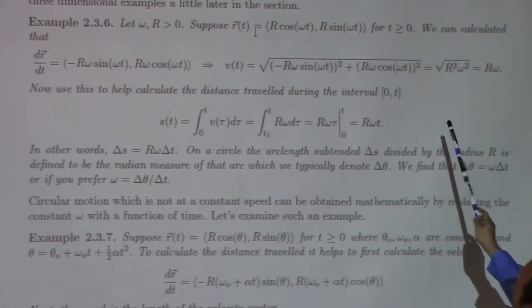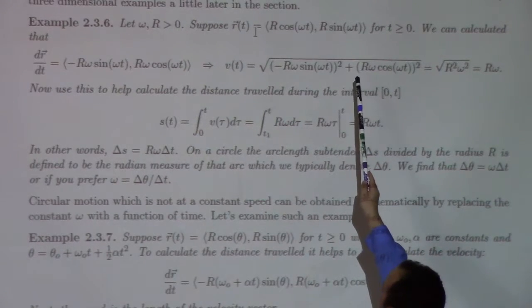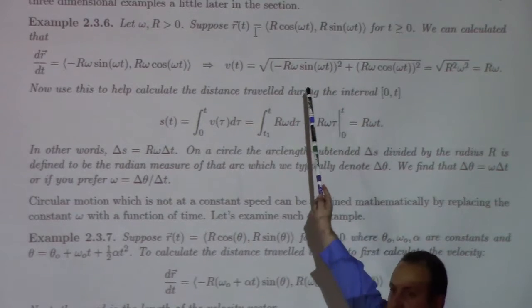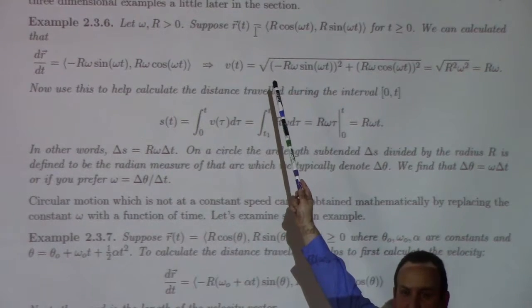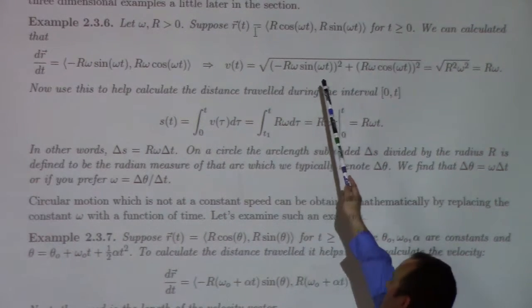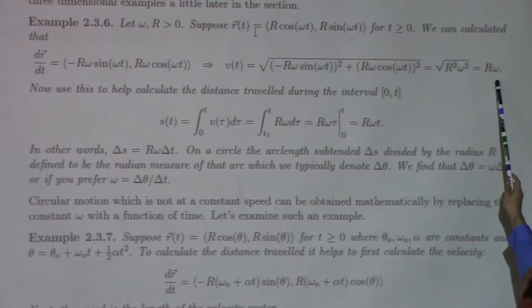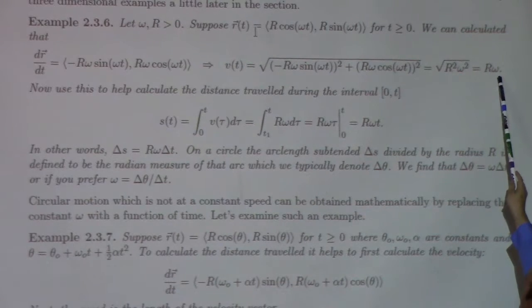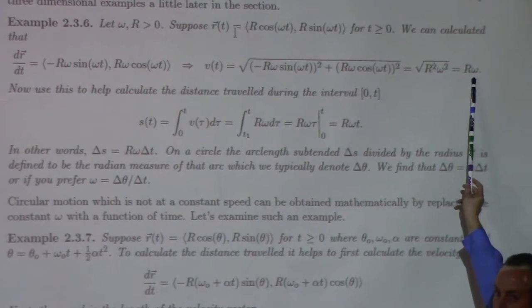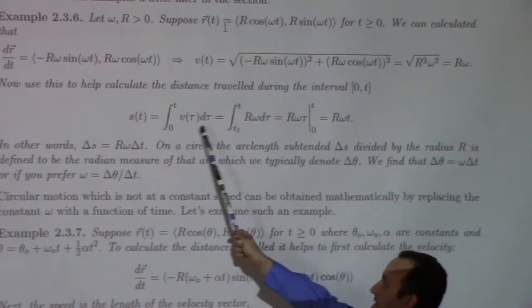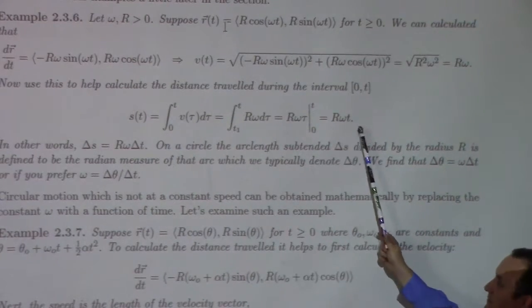So here I have r cosine omega t, r sine omega t. If you can recognize what that is, that's a circle, a parameterization of a circle. And so you work that out. The speed actually is r omega. Omega is what we call angular velocity in physics. That's the meaning of this. But the arc length at time t is just r omega t.